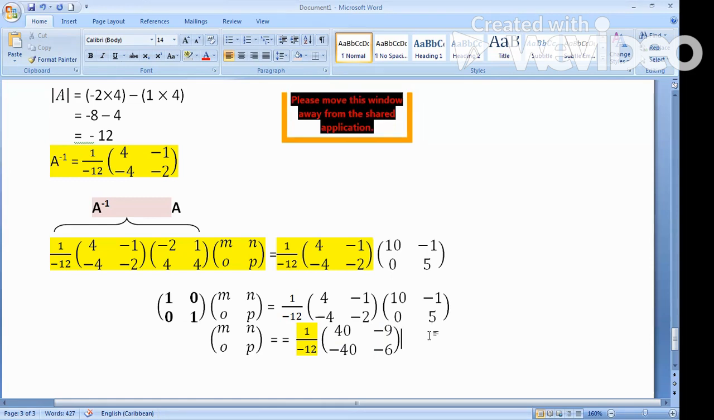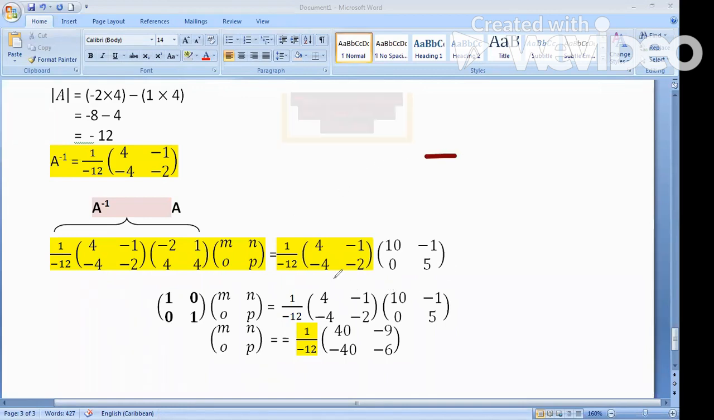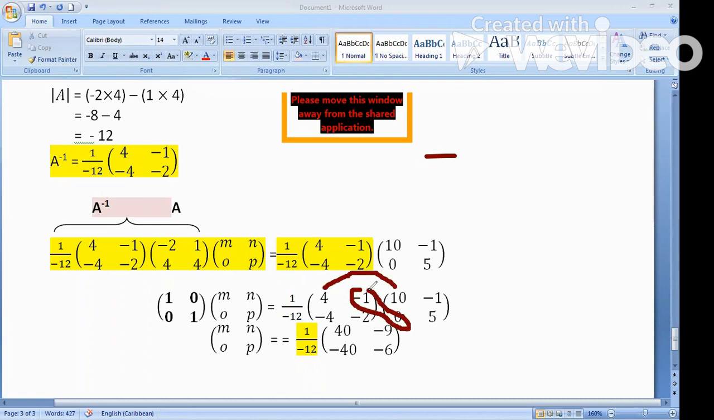So let me try to illustrate what's happening. Basically, the first one is 4 times 10 plus -1 times 0, but -1 times 0 is 0. So 4 times 10 plus 0 is 40. So that's how we got the first one. Are we clear on that one? Any questions? All right, very good.